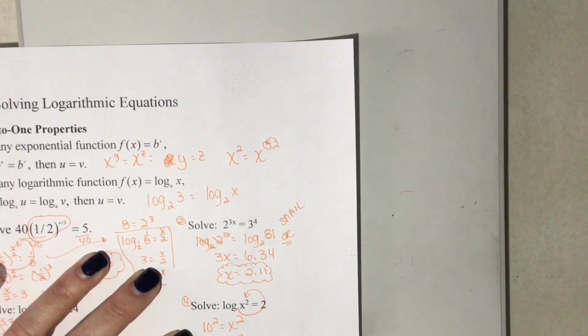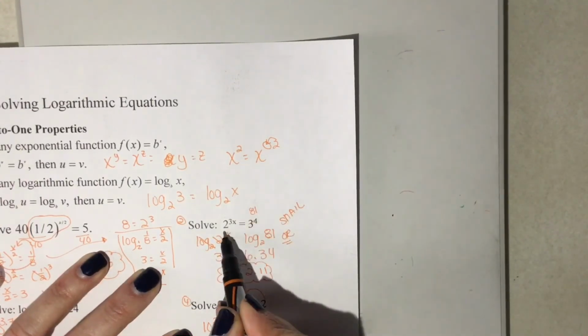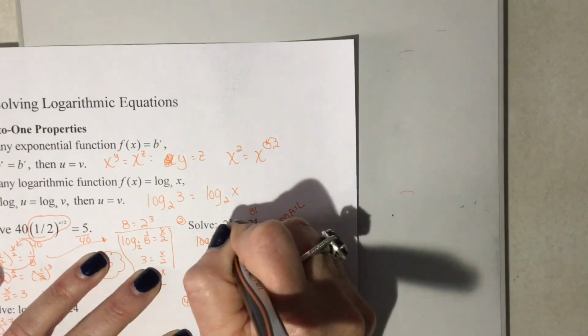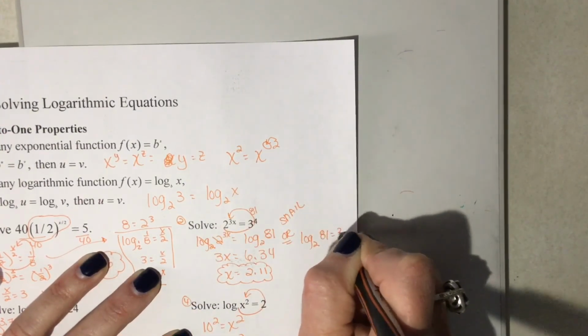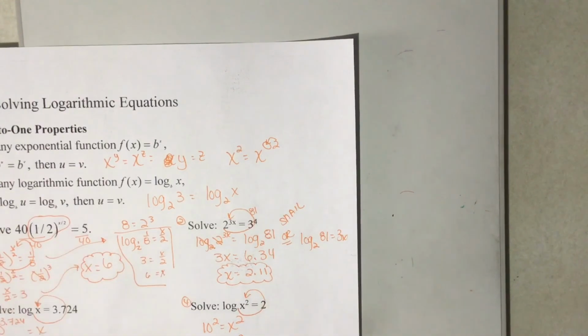You could also use snail. Knowing that this is 81, once a base, always a base. Log base 2 of 81 equals 3x, and solve it that way. Okay, so there's 2 different ways in which you could have solved that going from exponential to logarithmic. You can throw in the logs, or you can use the snail and move that around.